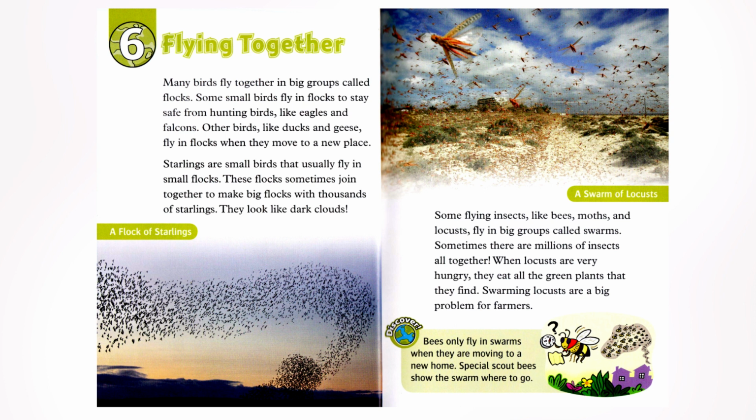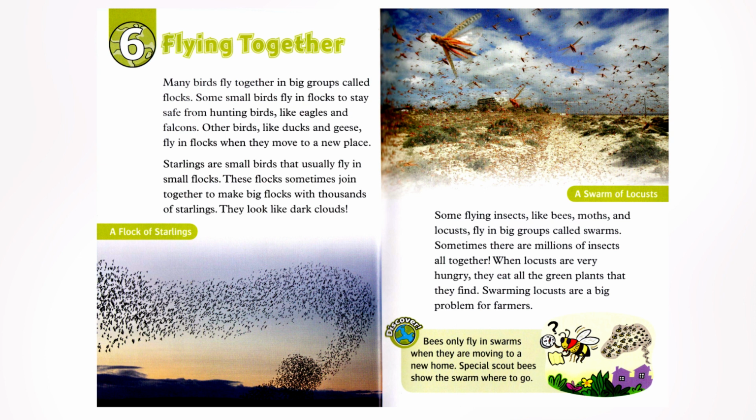Starlings are small birds that usually fly in small flocks. These flocks sometimes join together to make big flocks with thousands of starlings. They look like dark clouds.